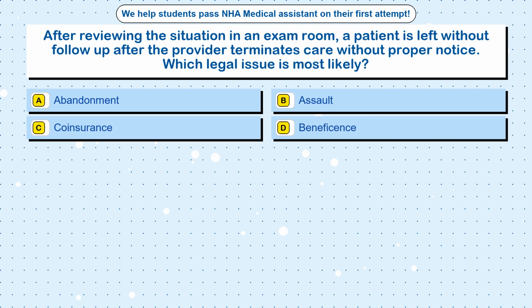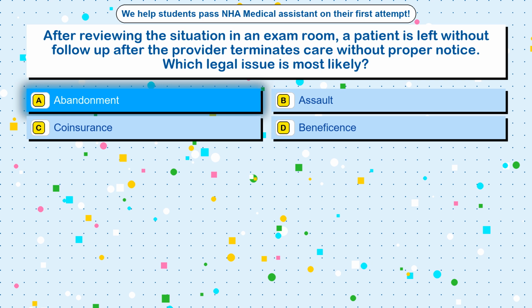Question 20. After reviewing the situation in an exam room, a patient is left without follow-up after the provider terminates care without proper notice. Which legal issue is most likely? Option A. Abandonment. Option B. Assault. Option C. Coinsurance. Option D. Beneficence. The correct answer is option A.